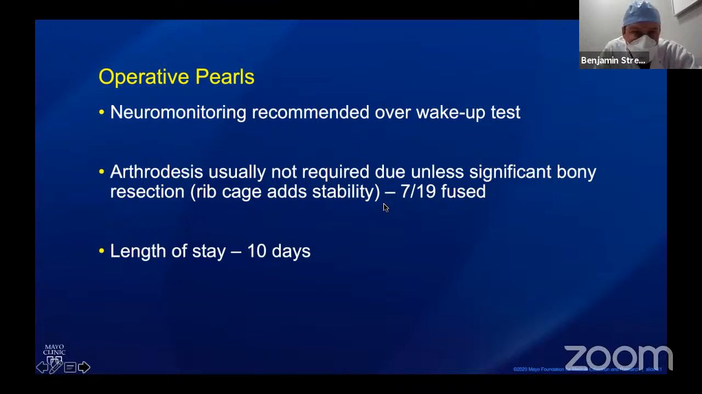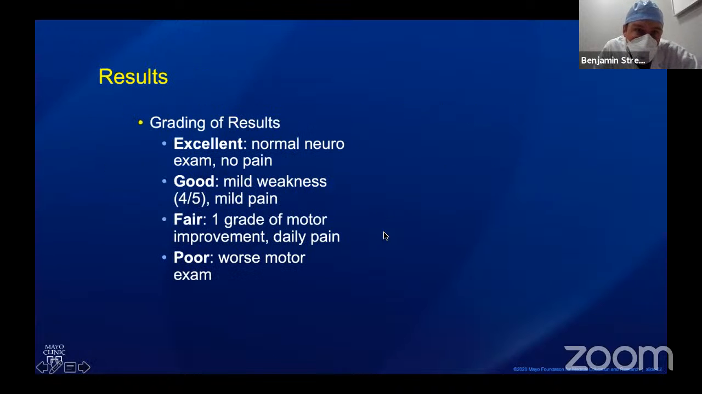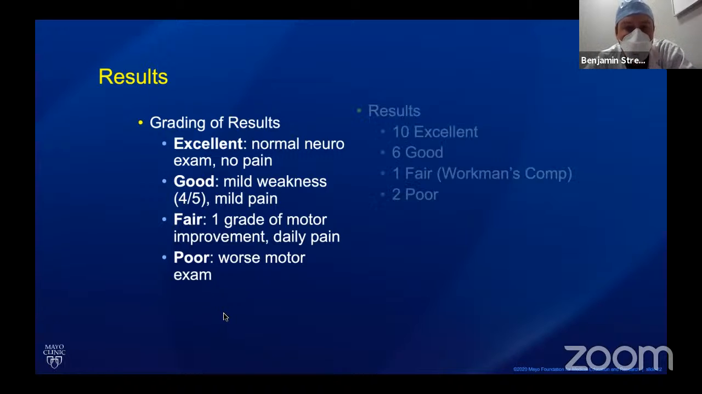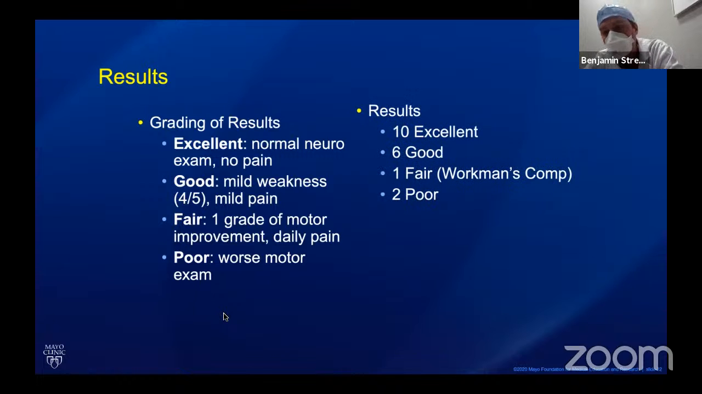Looking at the results, they graded the results based on this grading scheme: excellent, with normal neurologic function and no pain; good, with mild weakness with mild pain; fair, with at least 1 grade of motor improvement but daily pain; and poor, with a worse neurologic or motor exam. They found 10 excellent, 6 good, 1 fair, and 2 poor outcomes.